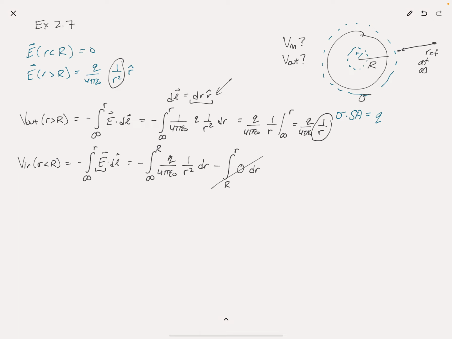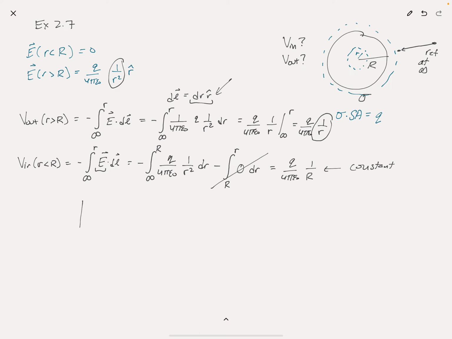All right, that integral is easy to do. That's not always the case, that second integral or secondary integrals cancel. And I'm left with the same integral I did before, except now instead of a little r, I have Q over 4 pi epsilon naught 1 over capital R. All right, this is a constant. The potential everywhere inside of my sphere is a constant.